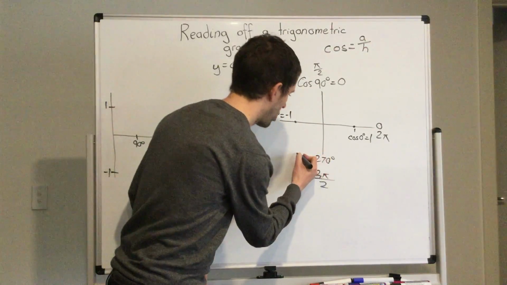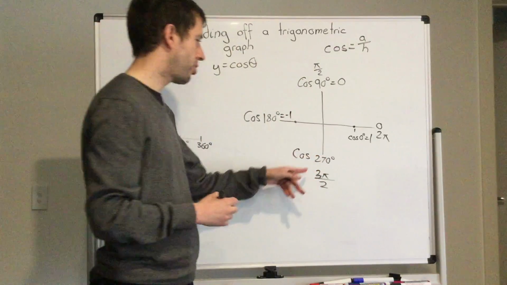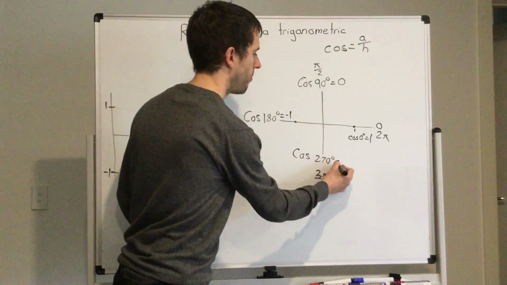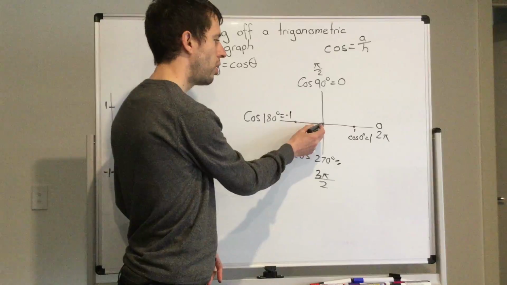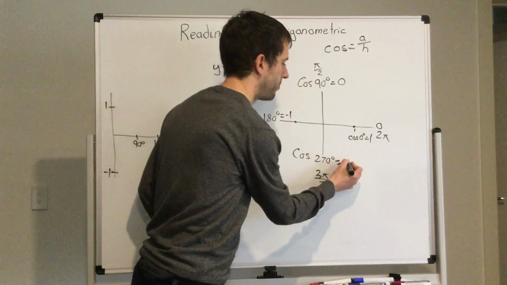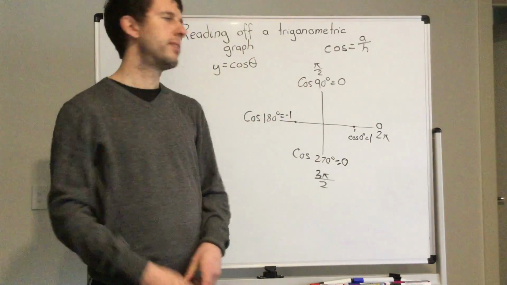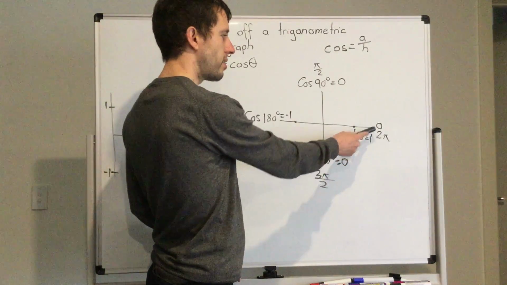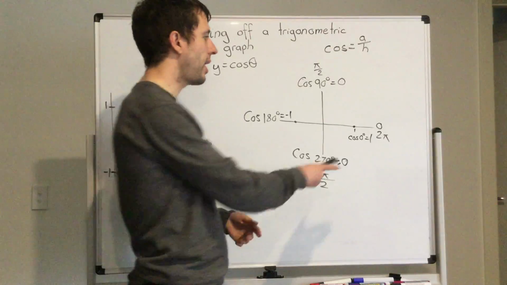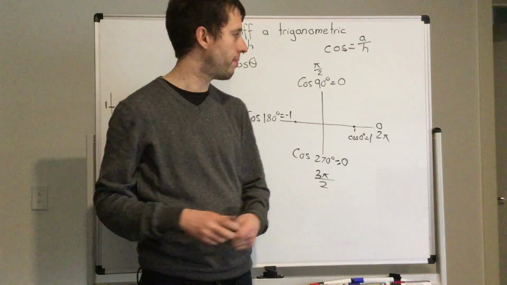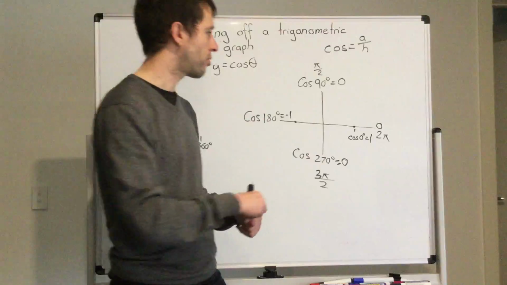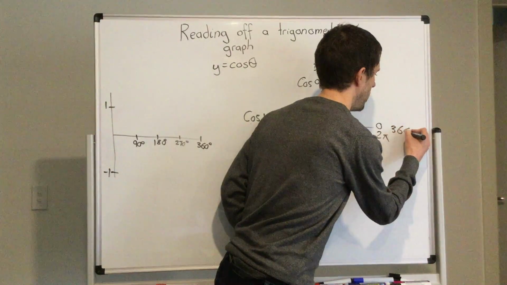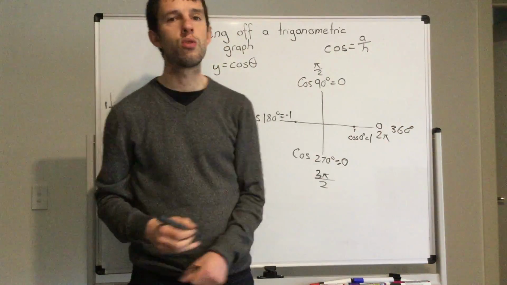When I have cosine 270 degrees, x is right back in the middle at 0. And same when we get back to 2 pi, we know 2 pi is the same as 0, back to the start. So cosine 360 degrees, full circle, is equal to 1.